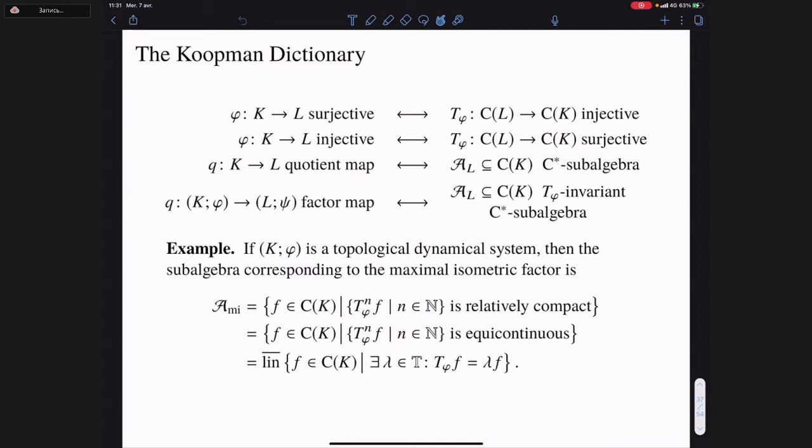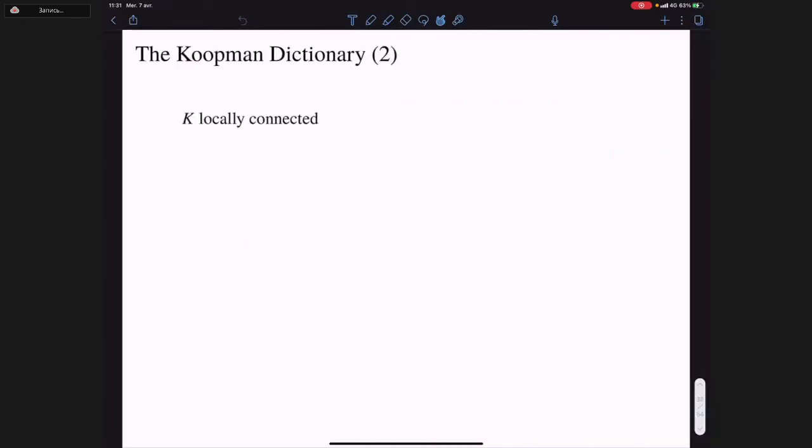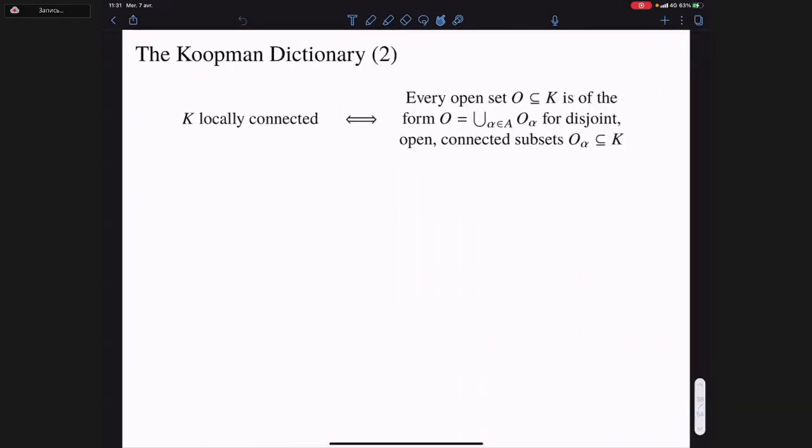Okay, but back to what we actually wanted to look at, a concrete example of how you can use this Koopmanism and the Koopman dictionary to understand geometric aspects of dynamical systems. So we look at the first notion that we encountered, a compact space that is locally connected. What does that mean in terms, if you look into the dictionary, of C(K)? Well, if you open a book about topology, then you learn that a space is locally connected if and only if, if you take an open subset, then it decomposes into two or maybe infinitely many other subsets, which are also open and all connected.